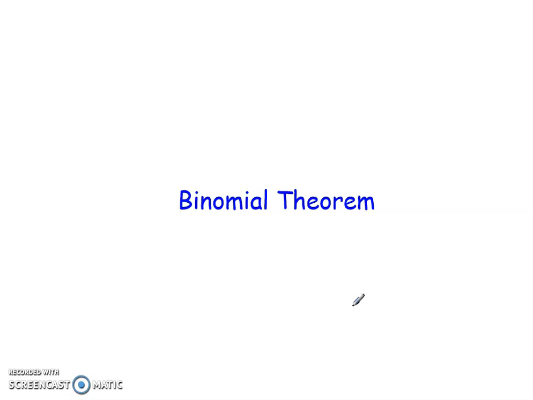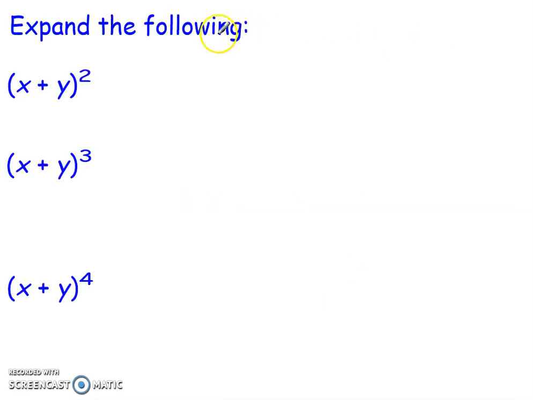We'll work with slightly more simple terminology and terms. Now, let's imagine we're going to do the following, and I want to expand these three sets of brackets here. Now, x plus y squared is quite straightforward. It's x squared plus xy plus another xy plus a y squared. So simplifying it gives me x squared plus 2xy plus y squared. Nice and easy.